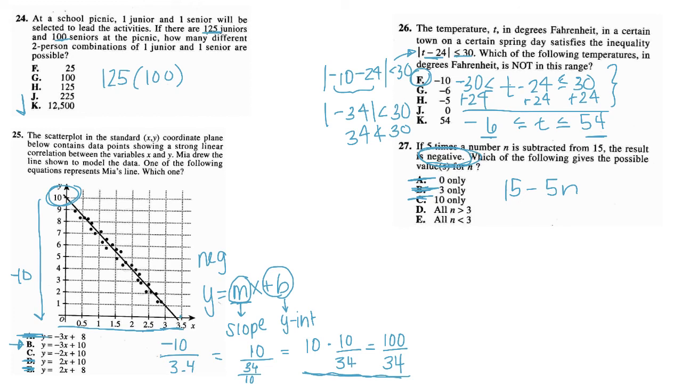And let's look at D and E. N has to be bigger than 3. So let's test this out and see. 15 minus 5 times a number bigger than 3, which would be 4. Yep, that's going to be negative, and if I plugged in a 5 or a 6. So my right answer should be D.